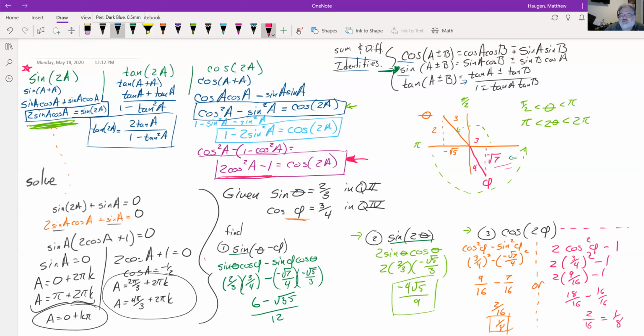Heck, if we really wanted to, we could have done it with just the sine version. 1 minus 2 times the negative square root of 7/4 squared. Same thing would have happened. 1 minus 2 times 7/16 is 1 minus 14 sixteenths, which is 16 sixteenths minus 14 sixteenths, is 2 sixteenths, the same 1/8. It's never going to be able to avoid it. Now, this isn't even the best reason for having 3 different versions of the cosine double angle formula, but it is nice to have choices. You can use the tool that uses as much given information as possible.